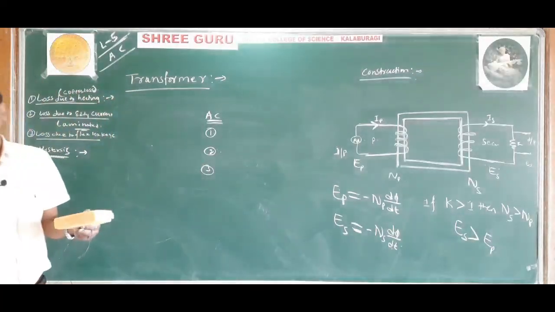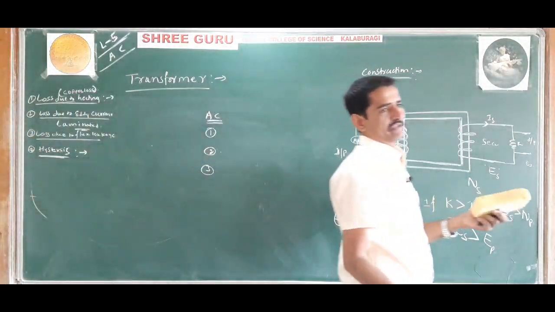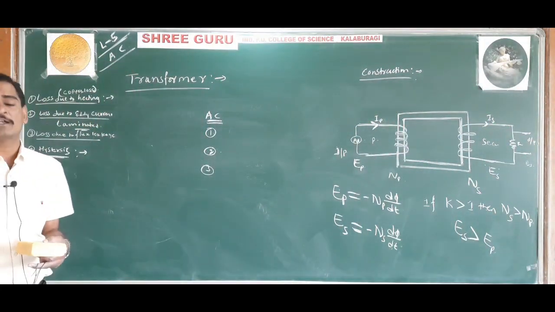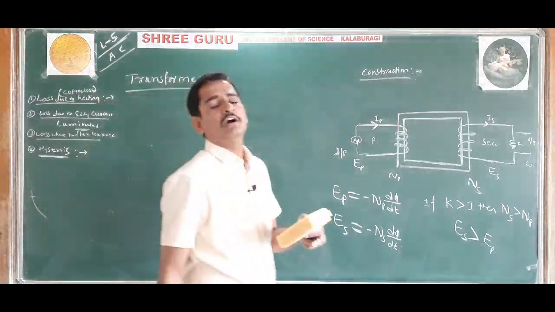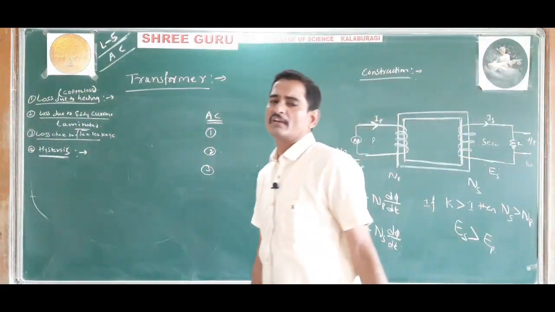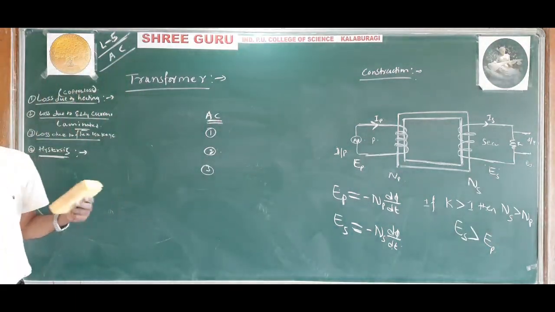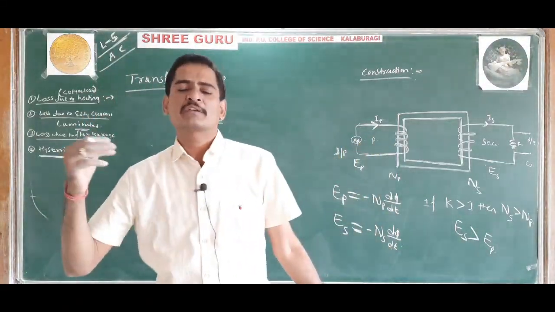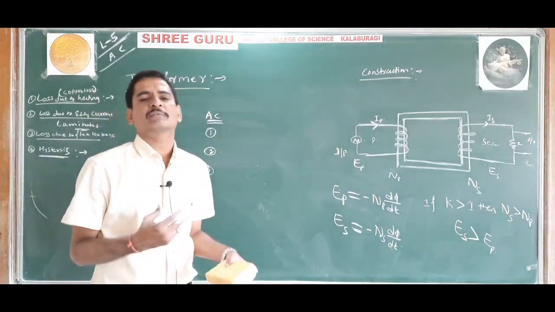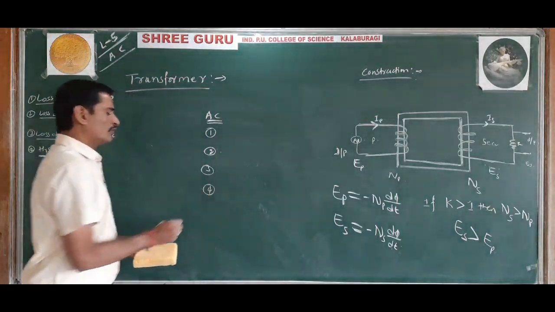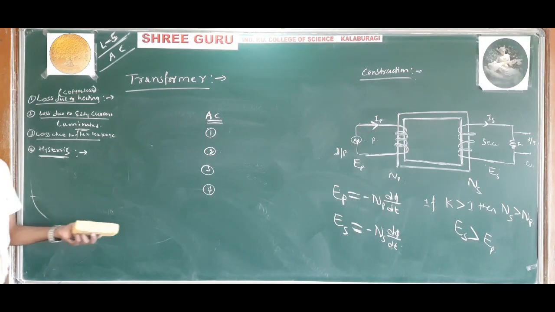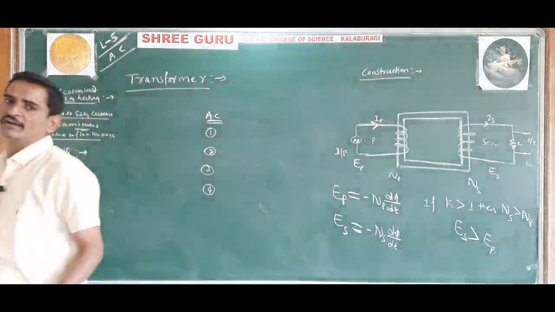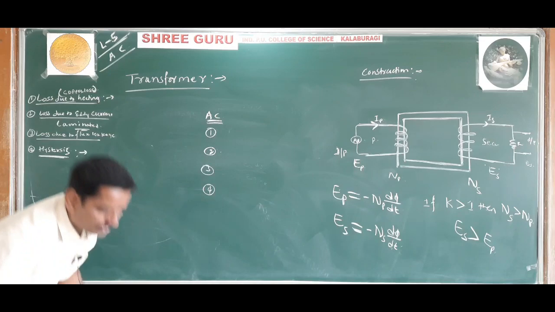Now, the third one: alternating voltage or current can be very easily transmitted over a long distance with very little loss of energy. That is, AC signals can be transmitted from one point to another over a long distance with very little loss of energy, but this is not possible with DC. And the fourth one: devices using AC will be more efficient. So these are some advantages of AC over DC.